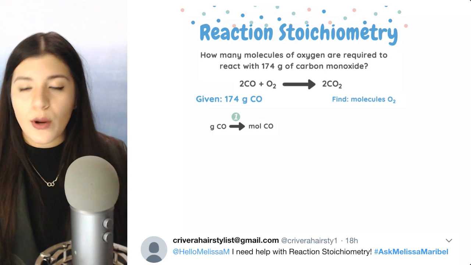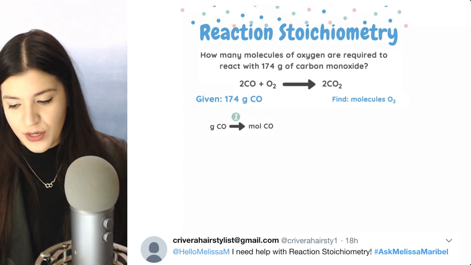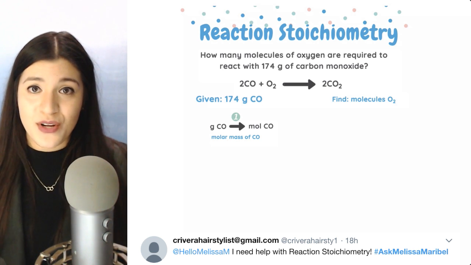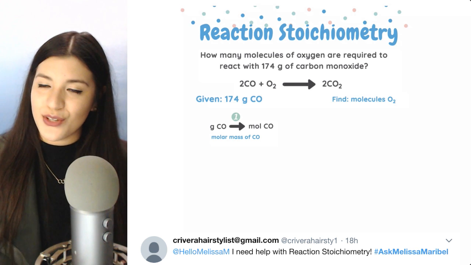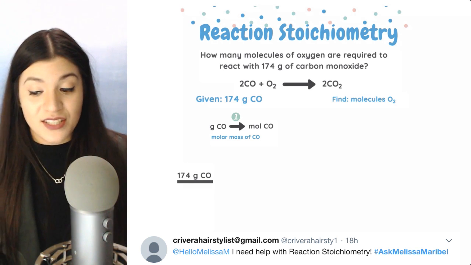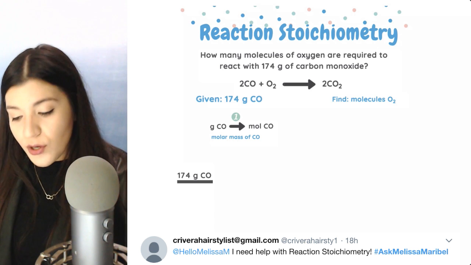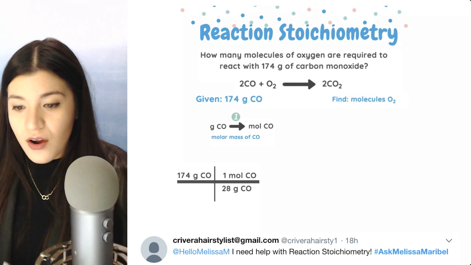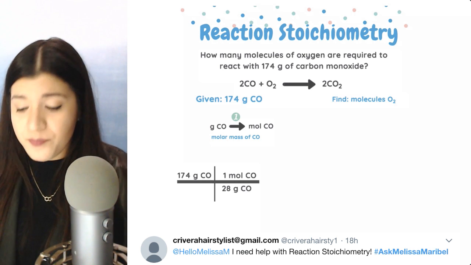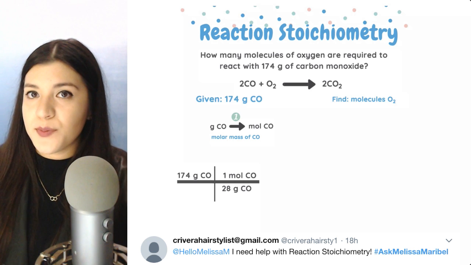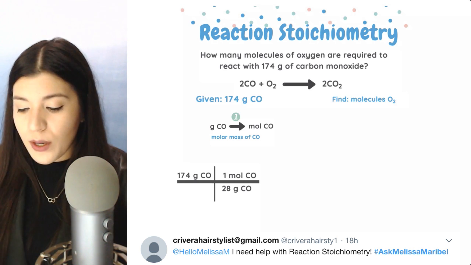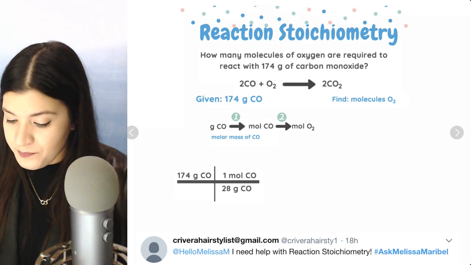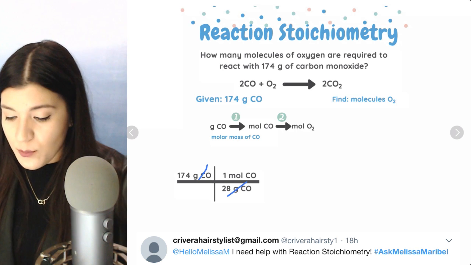We'll convert from grams of carbon monoxide to moles of carbon monoxide. And how we're going to do that is by using our molar mass of carbon monoxide, because grams to moles use the molar mass. So we have 174 grams that we're starting off with. I'm going to align the grams across from each other so they can cancel. Remember, molar mass is grams per every 1 mole. So that's 1 mole of carbon monoxide on top.